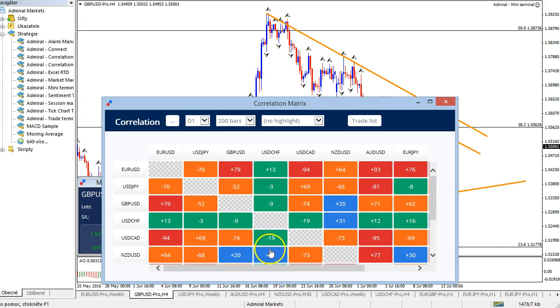Everywhere where there's blue or green, basically, it's a weaker correlation, and if it's red, it would be a very strong correlation. All right, so that's a very cool way to use a correlation matrix.